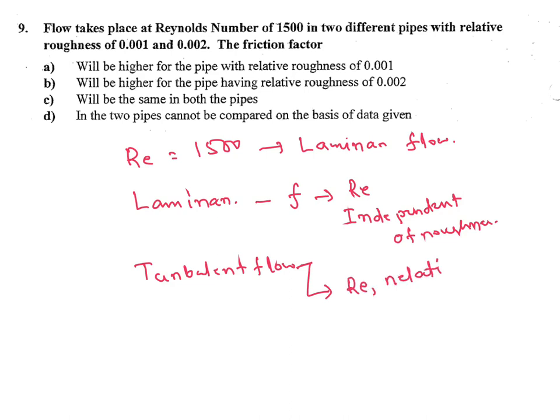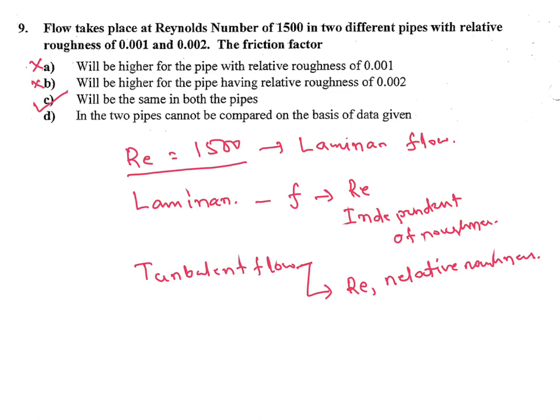Both are important. For IAS exams, many times they ask this one. Laminar flow: it's a function of Reynolds number only, independent of relative roughness. And in turbulent flow, it depends on Reynolds number and relative roughness. So this is laminar flow because up to 2000 it's laminar. So from the options, A, will be higher with pipe A, not possible; will be higher for pipe B, also not possible; will be same in both pipes, this is our answer. Because it's independent of roughness, it depends only on Reynolds number, and both pipes have the same Reynolds number. So friction factor f is the same in both cases. So C is our answer.